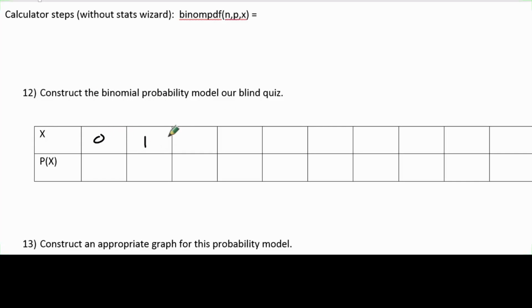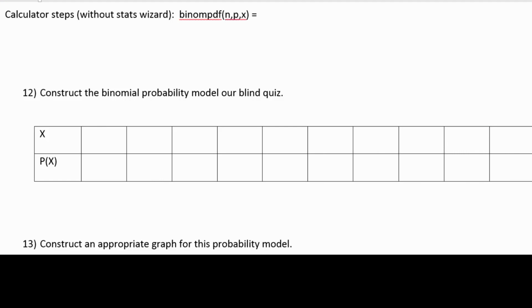We could have 0 successes, 1, 2, 3, 4, 5, 6, 7, 8, 9, or one more, 10. So we have 10 boxes. And we already figured out the first one, which would be 0.058. But how do we figure out what the rest of all of this is? We also want to construct an appropriate graph for the probability model. So we'll do that all in the calculator. Let's take a look at what that would look like.